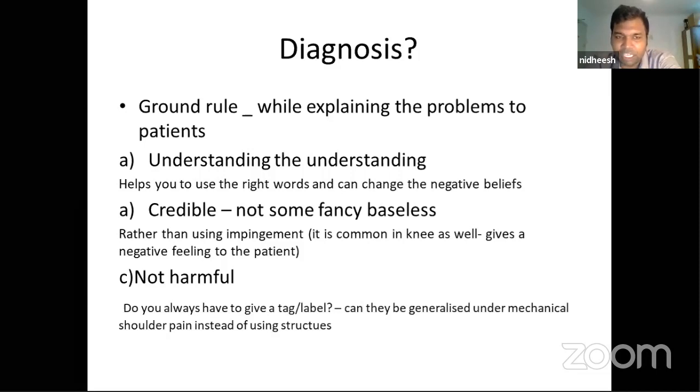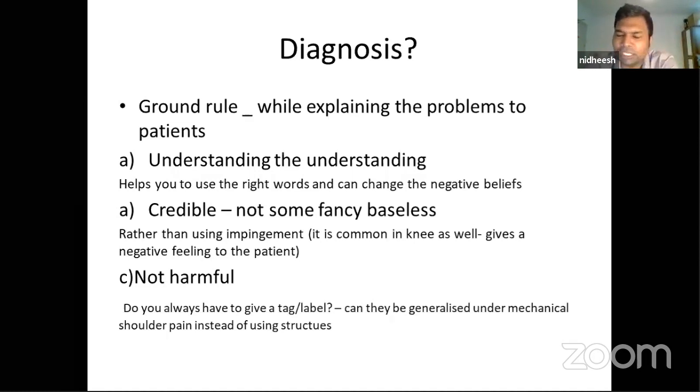So when you are explaining to them, always give them credible terms. As a clinician, you should know what is credible to say. For example, you can't just tell them that it's impingement, because it doesn't look like a good way to explain problems, because it's a common thing. And when you say impingement, it gives a negative feeling that if I do certain things, my structures are getting pinched somewhere by a bone above or a bone below. You should always explain things which are not harmful. For example, if you say that when you do certain movement your muscle is getting impinged, then they might as well just stop that whole thing.